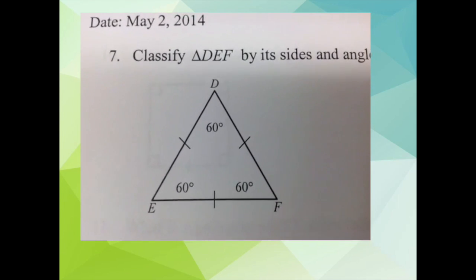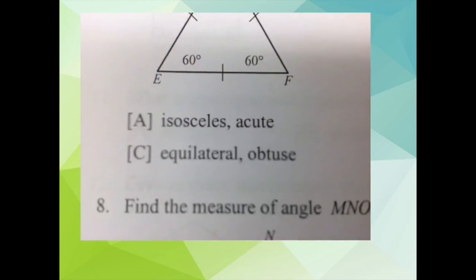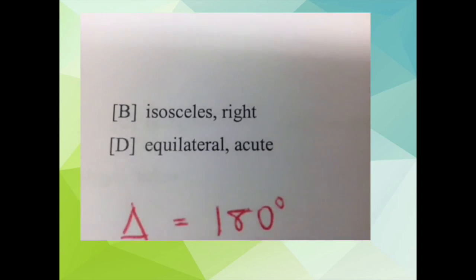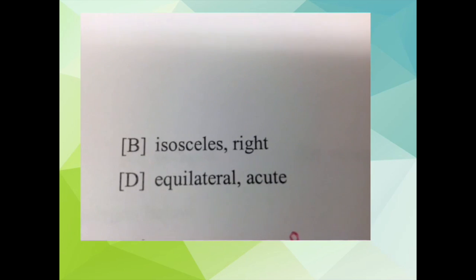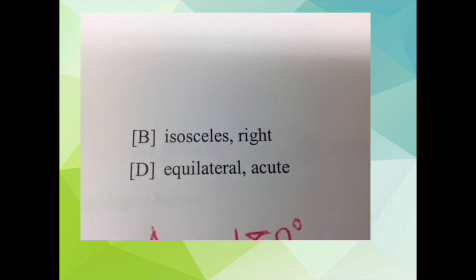So it is an equilateral triangle, but which one is it? Is it going to be equilaterally obtuse? No, it's not. The only one that's left is equilateral acute. So your answer will be D.